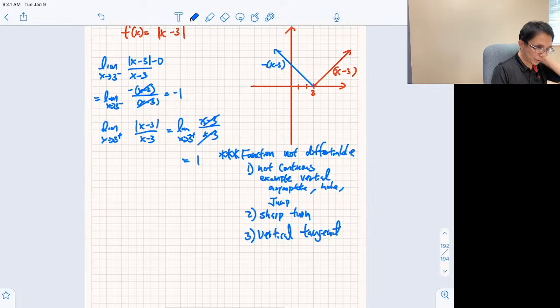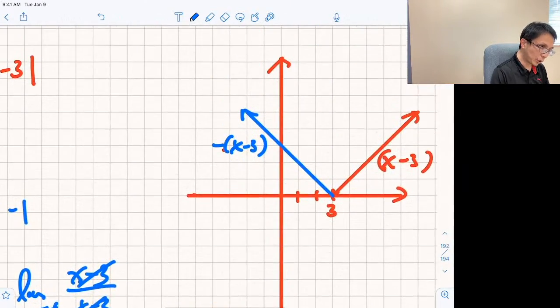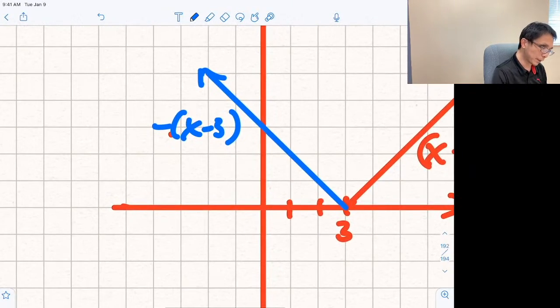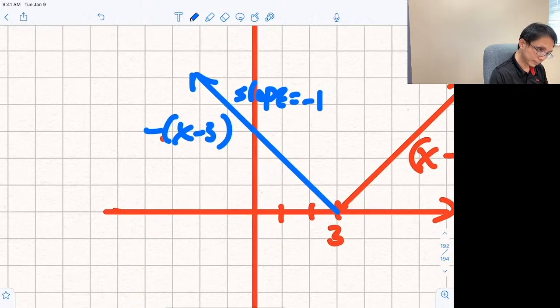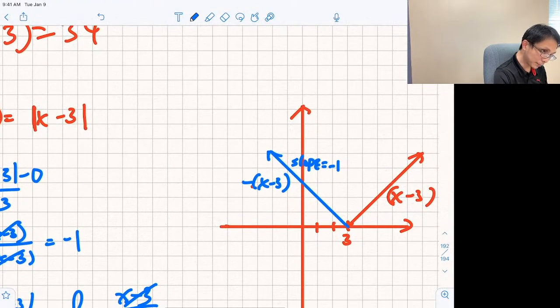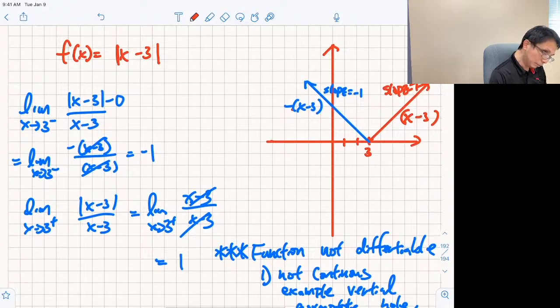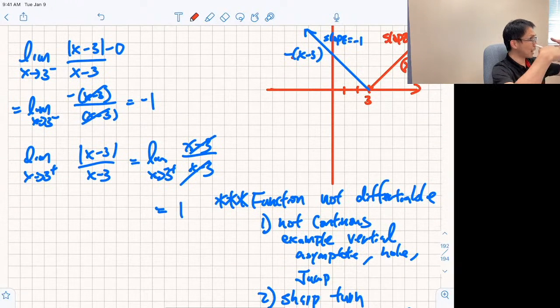In this case, if you see it carefully, we don't even need to do any calculation. We can figure out the slope of the left side. What is the slope of the left side? Negative 1, good. And what is the slope of the red line? 1. The slope is equal to 1. But the problem is, left does not equal right. So at that particular point, it's not differentiable.